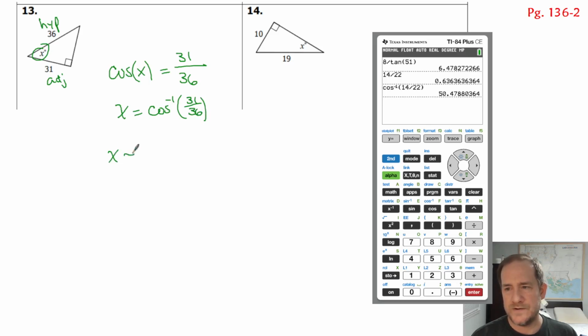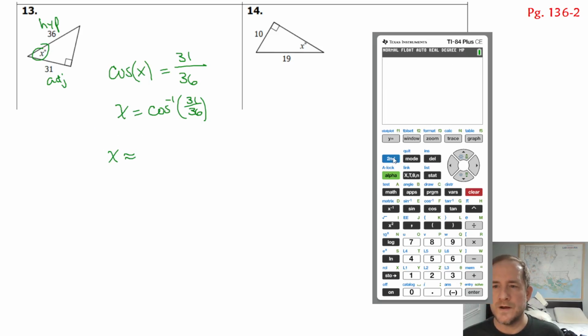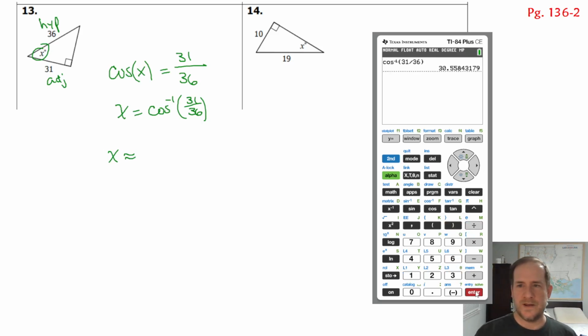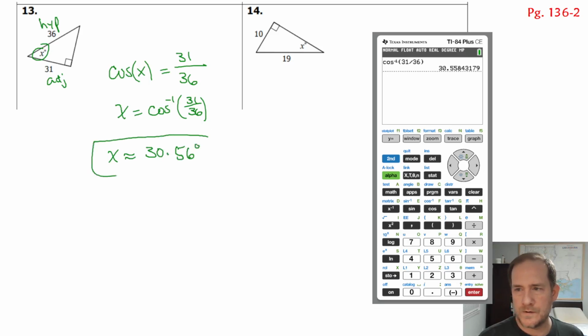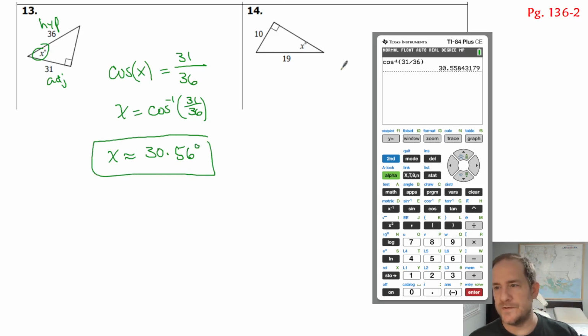And I'm going to do it the easy way again. Just use my fancy calculator. Clear. We want inverse cosine 31 over 36. And it looks like we're getting a 30.56 degree angle. And that's it for 13.